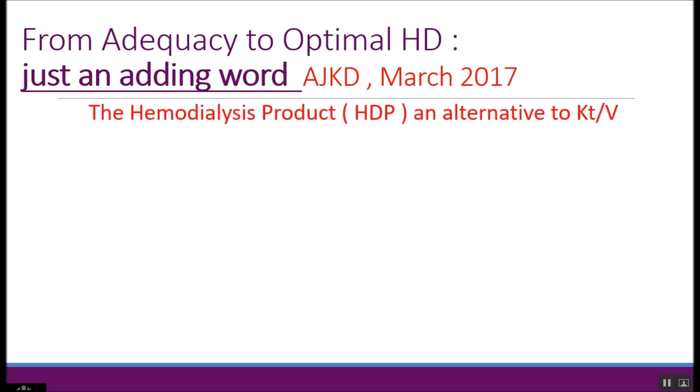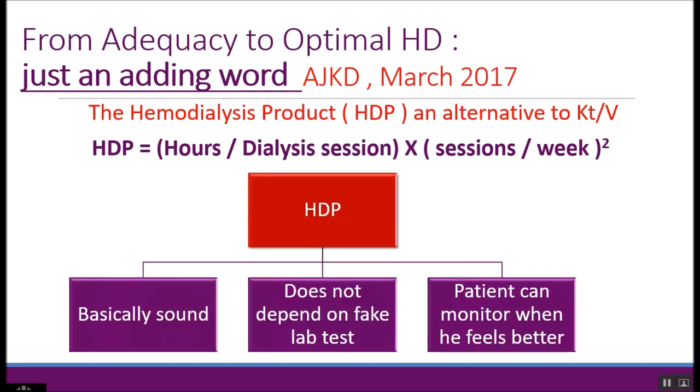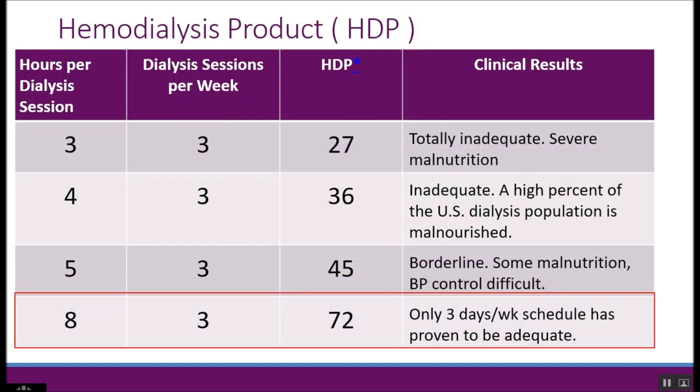Or you can calculate the hemodialysis product, which is how long the dialysis session is in hours multiplied by the frequency of sessions per week. It basically does not depend on any lab test. The patient can monitor when he feels better. The best achieved hemodialysis product is 72.